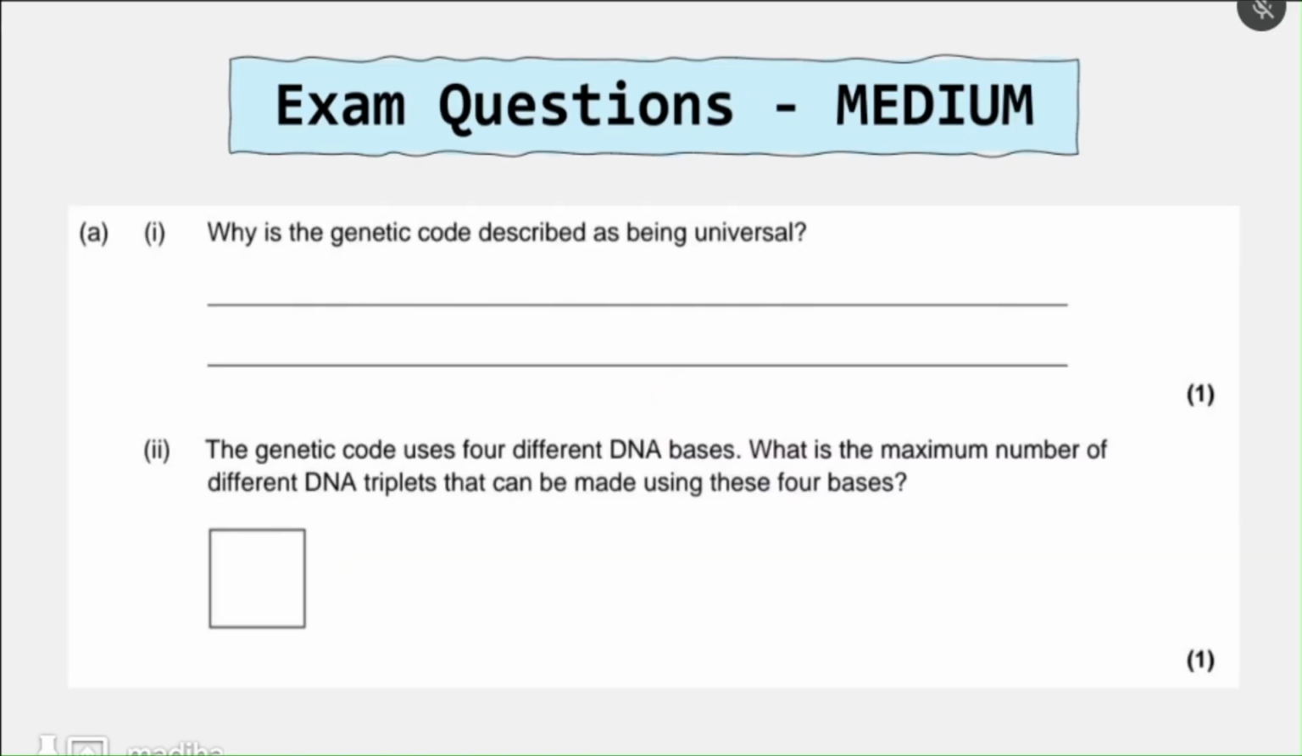So we've got two parts to this question, both one mark. Again, I'll give it just a minute. We're going to talk about why the genetic code is described as being universal. And then a quick question: the genetic code uses 4 different DNA bases, so what is the maximum number of different DNA triplets that can be made using these 4 bases? I'll give it a minute and then we'll go through the answer.